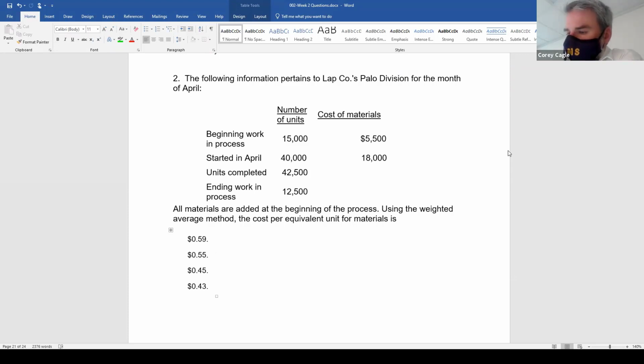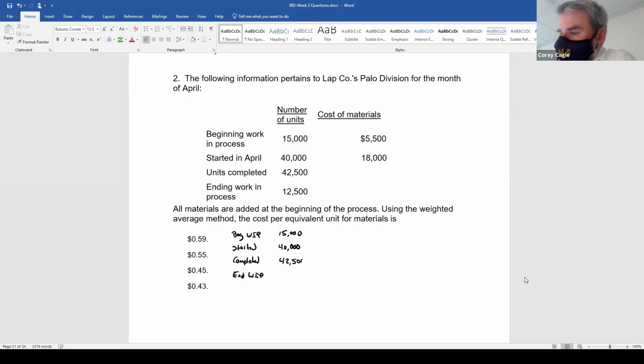I always like to kind of keep a similar pattern going. Beginning working process, started, completed, beginning working process. So we began with 15,000 units. We added another 40. Notice we've got 55,000 units we're dealing with. So 42.5 of those are done. The other 12.5 of those are not. They didn't have to give us all 4 of those, but they did. They might have made us compute one of them.